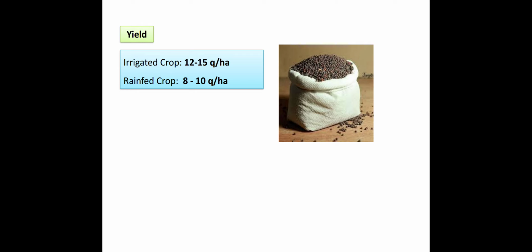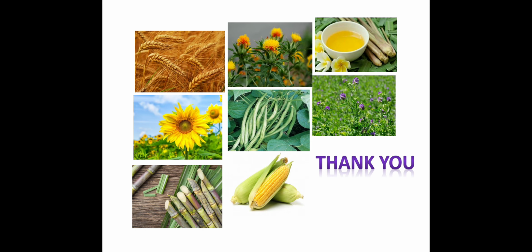So in case of yield, if it is an irrigated crop, then we will get about 12 to 15 quintals per hectare, and for a rainfed crop we will get 8 to 10 quintals per hectare. So this is all about the cultivation practices of mustard. Thank you.